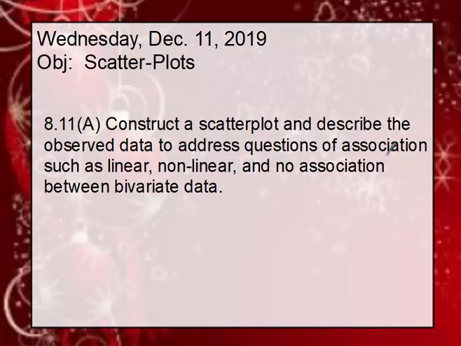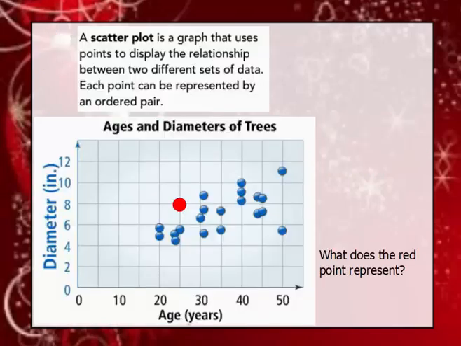So let's look at what a scatter plot looks like. A scatter plot is nothing but a graph that uses points to display the relationship between two different sets of data. So this is our definition right here. And what we're looking at is relationships between data. Is there a connection between them?